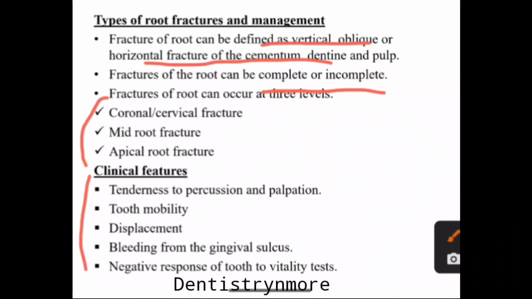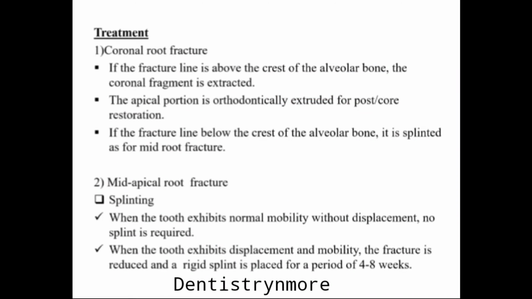The clinical features include tenderness on percussion and palpation, the tooth will be mobile, displacement and bleeding from the gingival sulcus, and also a negative response to tooth vitality test. The treatment in case of coronal root fracture: if the fracture line is above the crest of alveolar bone, then the coronal fragment is extracted. The apical portion is endodontically extruded for post and core restoration. And if the fracture line is below the crest of alveolar bone, it is splinted as for mid root fracture.